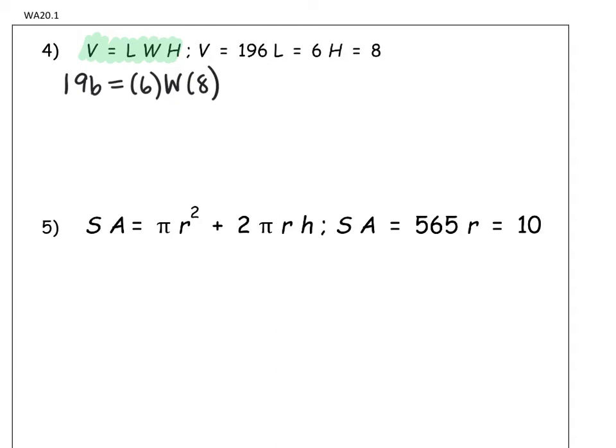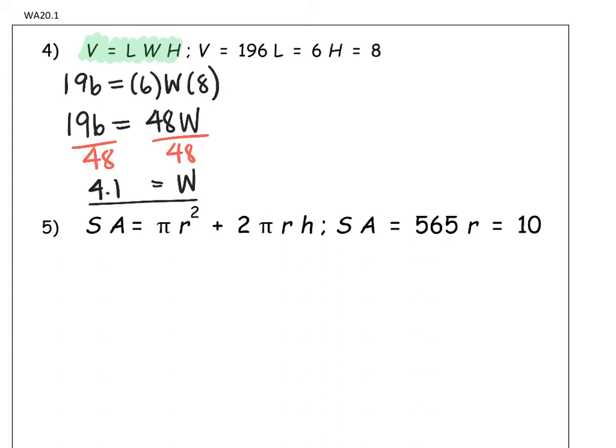Now these three numbers on this side, so these are all multiplying, so you can multiply in any order that you want. So we want to move the 6 and the 8 away. We could do that by dividing, or we could take our 6 times 8 and make it into a number, which generally people like that a bit better. So I have 6 times 8 is 48W. And then to solve that for W, I'm going to divide by 48 on both sides. That's just a one-step equation. So 196 divided by 48 gives you 4.1 for a width.